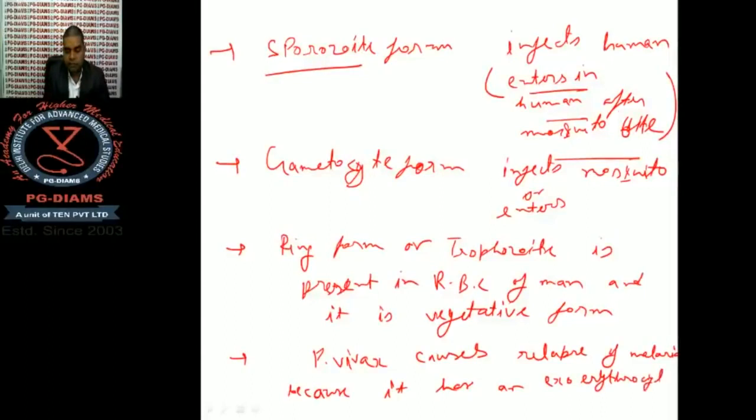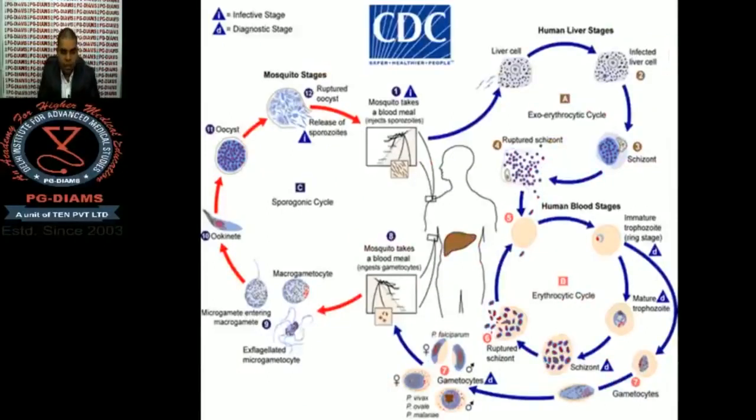Erythrocytic cycle in liver. Okay, so you have to remember these 4 points, but you need not mug it up, just understand it with this life cycle diagram. Here, my first point was that sporozoite is the form which enters a human being. So a mosquito bites you and it gives sporozoites inside your body.